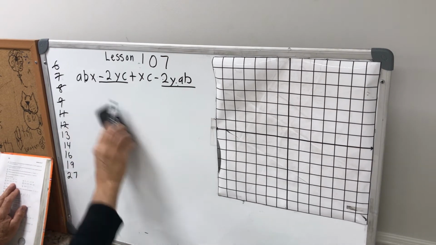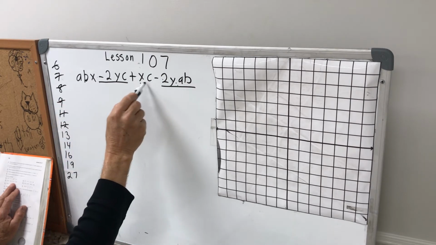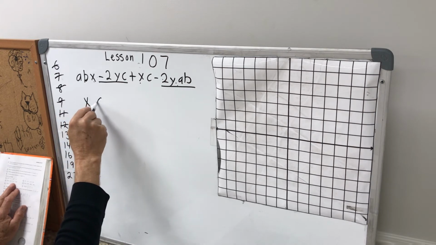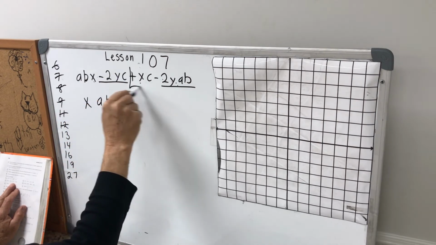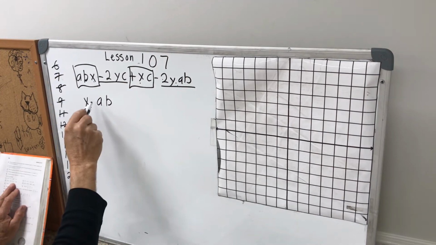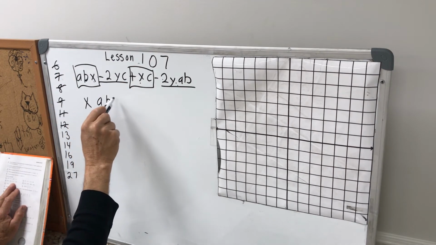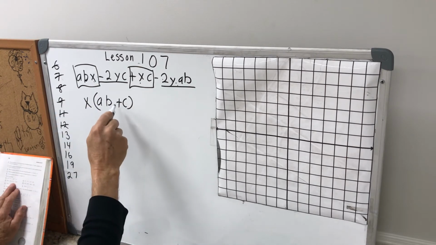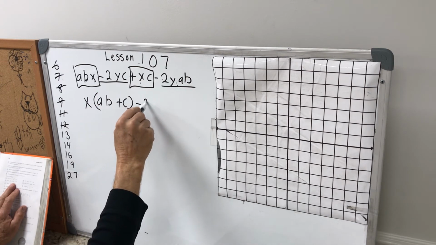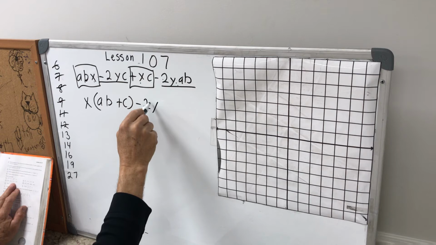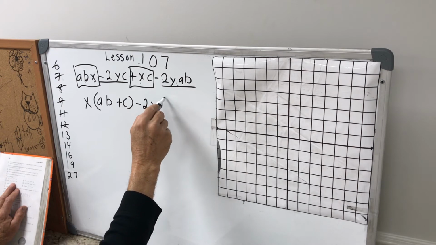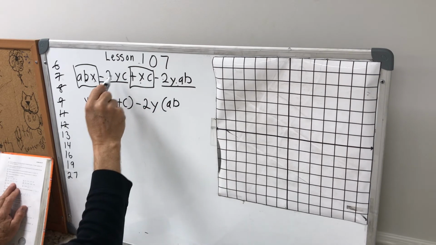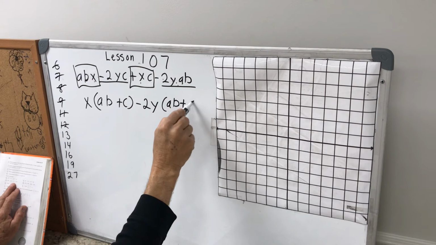We'll start back over. Let's do these two right here. abx plus xc. Out of this, we can factor the x only, and that leaves us with ab. Let me do it this way so you know that these are together. That leaves us with ab plus c. So out of this, we've got to some way make the same ab plus c. If we take the negative 2y out of that, we end up with ab, and we've changed plus c.